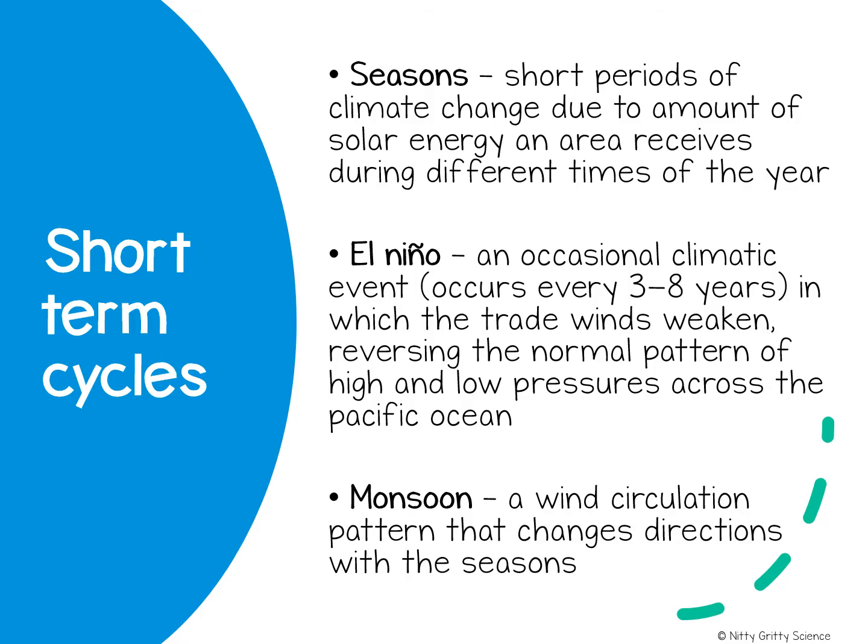Another climate cycle involving both the atmosphere and the ocean is a monsoon. A monsoon is a wind circulation pattern that changes direction with the seasons. During the summer, warm air over land rises and creates low pressure. Cooler, heavier air sinks over the water, creating high pressure. The winds blow from the water toward the land, bringing heavy rainfall. During winter, the pattern reverses and winds blow from the land toward the water.